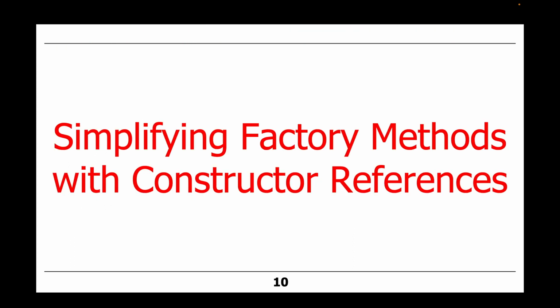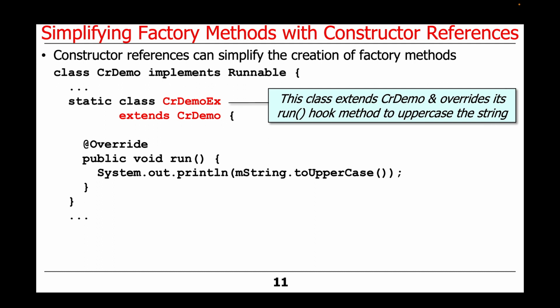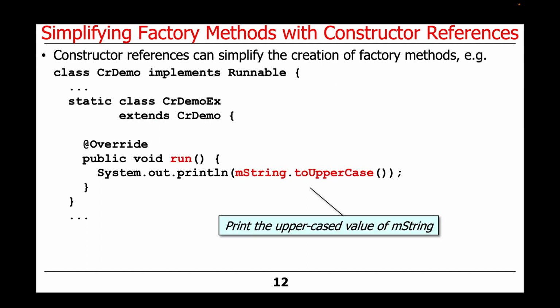Let's now take a look at yet another example that illustrates how we can simplify the creation of factory methods by using constructor references in conjunction with the supplier interface. As you can see here, we've defined a static nested class called CRDemoEX that extends the CRDemo class. What it will do is override the run hook method this time to uppercase the string before it prints it. You can see here, when the run hook method is called, it uppercases mString and then prints it to the standard output.